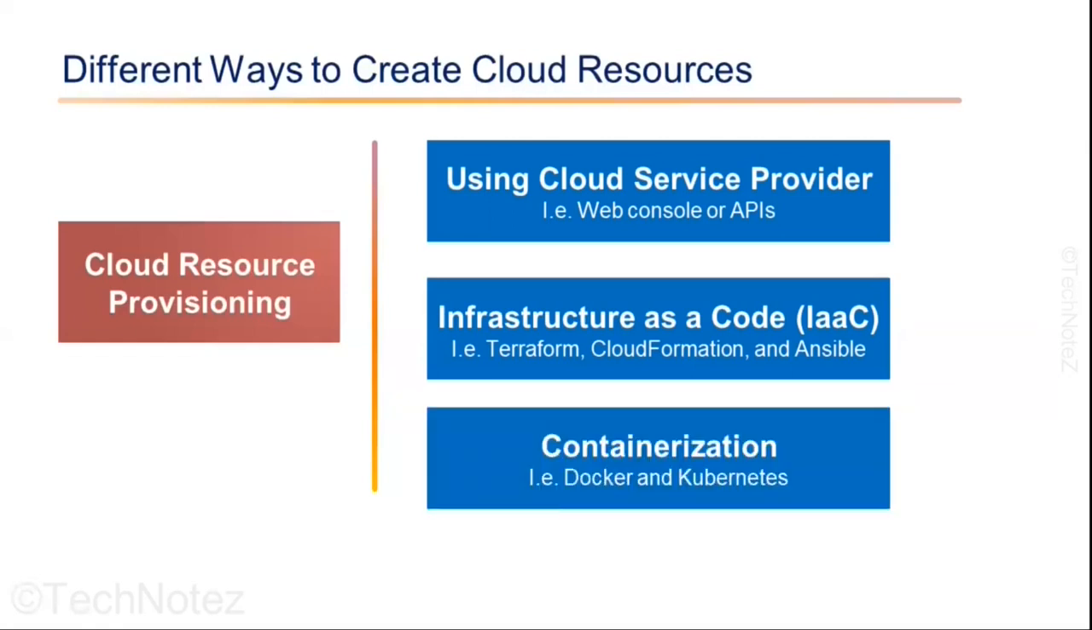You can also create the cloud resources using container technologies such as Docker and Kubernetes. Containers allow you to package applications and their dependencies into a single portable unit that can be easily deployed on any cloud platform. Kubernetes can be used as an orchestration platform to manage and scale the containerized applications. This approach is great for those who want to create highly scalable and portable applications that can run in any environment.